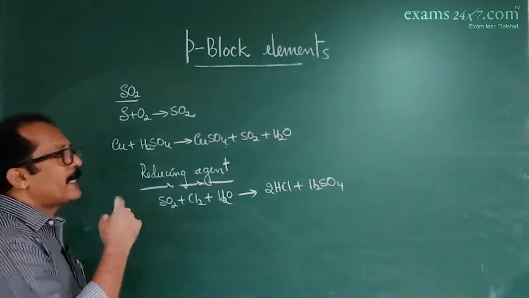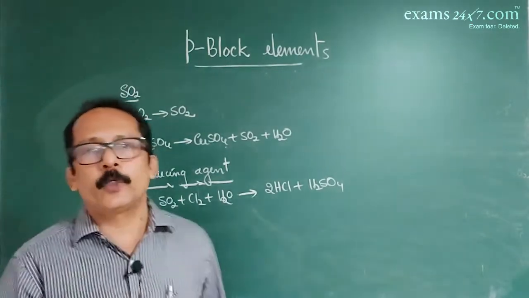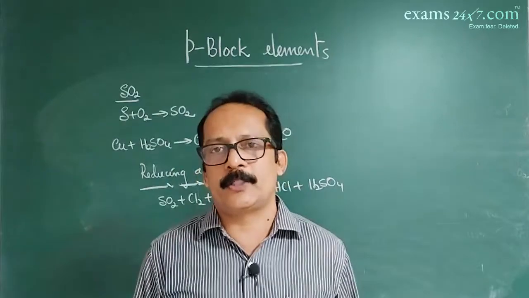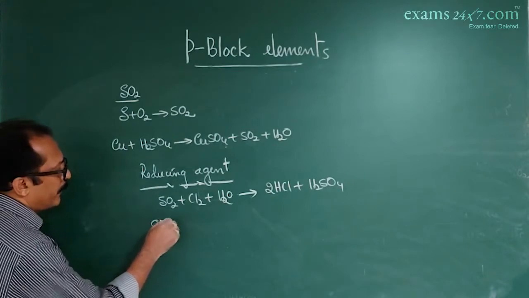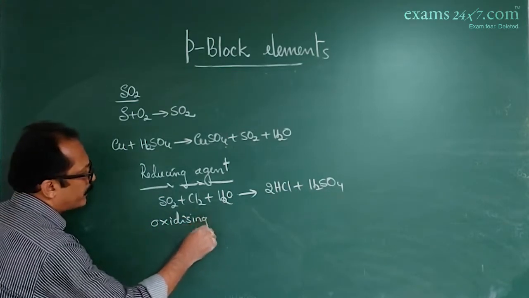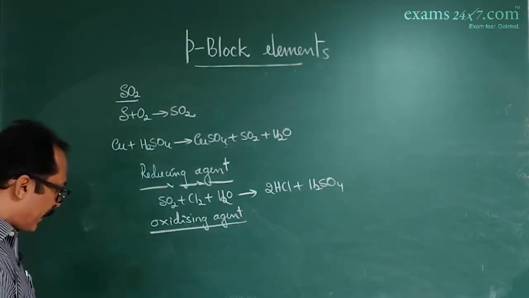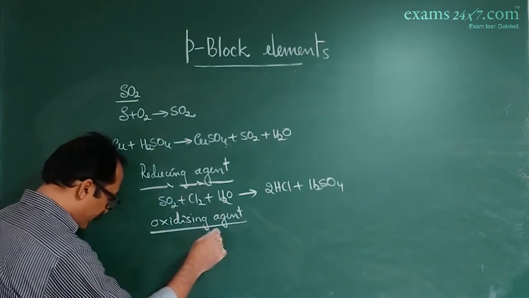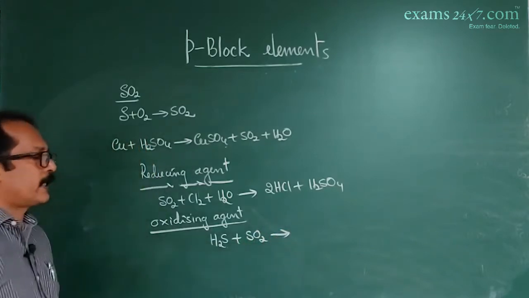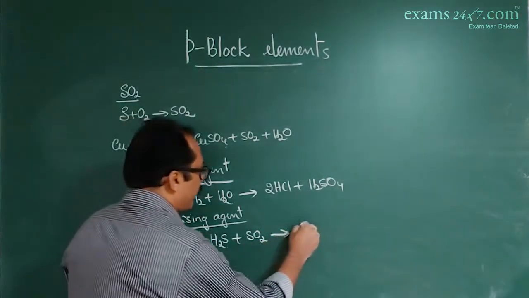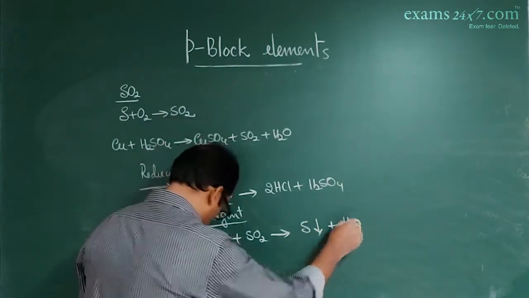Now, similarly, it decolorizes potassium permanganate solution. When sulfur dioxide gas is passed through pink solution of potassium permanganate, pink color is discharged. These two are simple examples for reducing property of sulfur dioxide. Next, about oxidizing property. It acts as an oxidizing agent. When sulfur dioxide reacts with hydrogen sulfide, H2S, it oxidizes hydrogen sulfide to give sulfur, and byproduct is water.